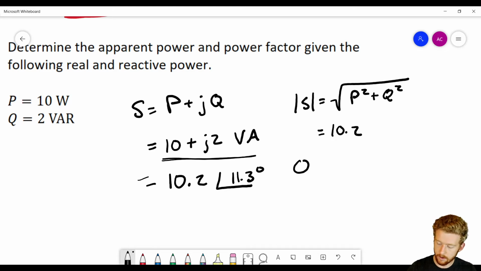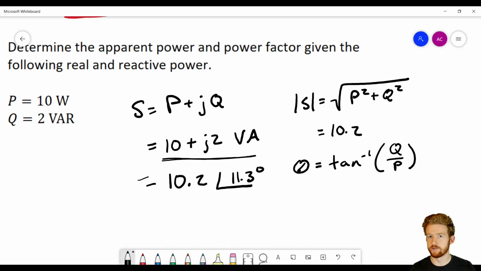And then the angle, that's just going to be equal to the arctangent of Q over P. And this is all just trigonometric identities. Okay, so this is something that you should be able to work out pretty easy graphically. I'm not going to go into it, but I'm just going to give you these formulas. And if I plug that in, arctangent of 2 divided by 10 is going to give me 11.3 degrees. Okay, so that's how we get to this solution here. So this is our apparent power.